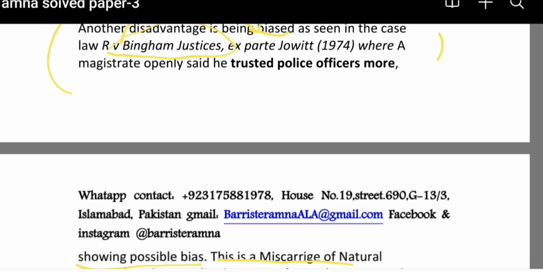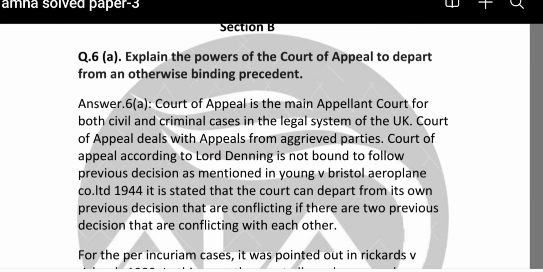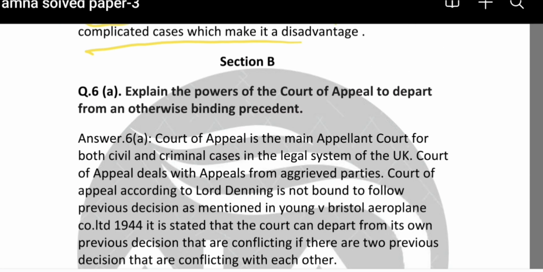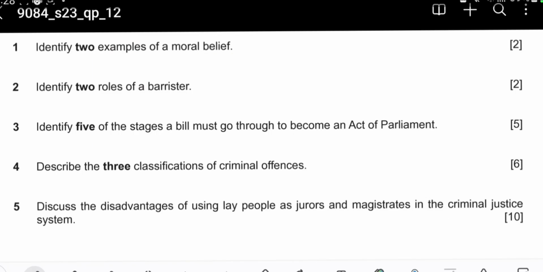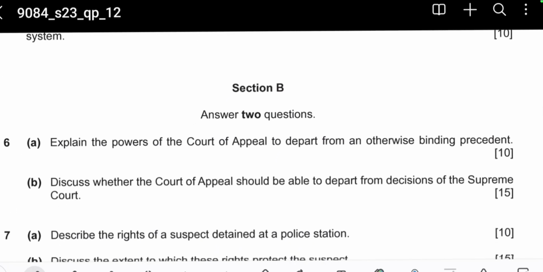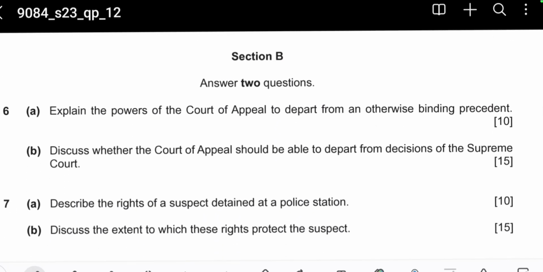To the next question. So the next question is in section B. Let's open the paper. Section B mostly has the longer questions. So the first question is question number 6A: Explain the powers of the Court of Appeal to depart from otherwise binding precedents. Let's see this other question: Discuss whether the Court of Appeal should be able to depart from decisions of the Supreme Court.